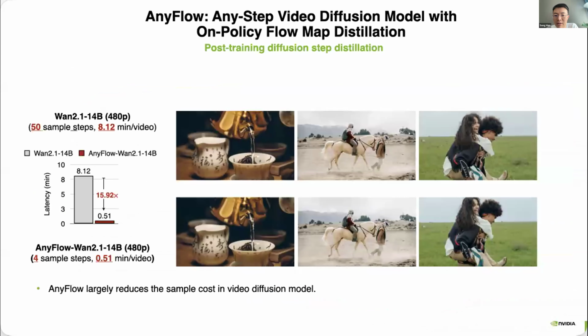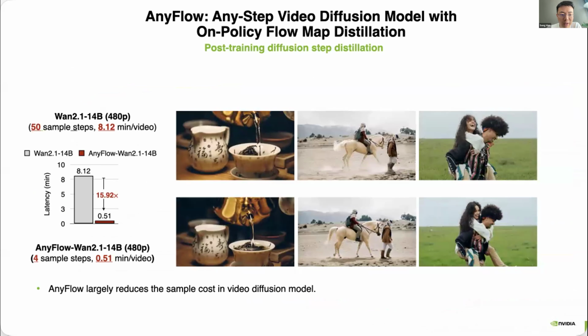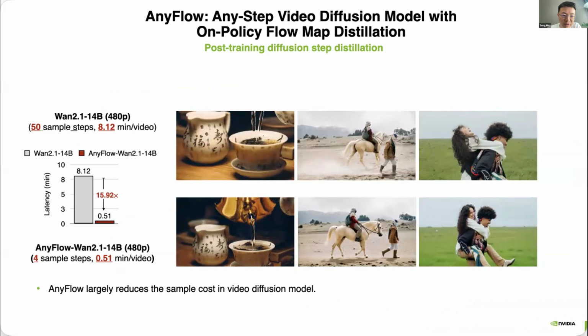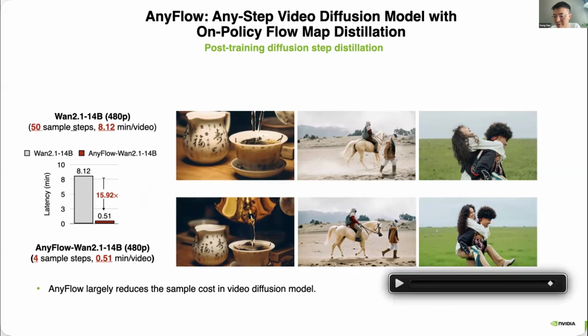And here we are comparing the speed using the AnyFlow distillation. It's about 15.9 times speedup. The first row is the 14B, and the second row is the AnyFlow 14B. Previously, it takes 8 minutes to generate the video. Now it takes only half a minute to generate the video, from 50 sampling steps to only 4 sampling steps.